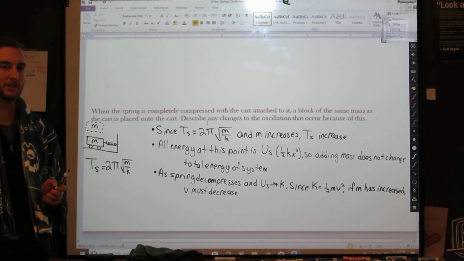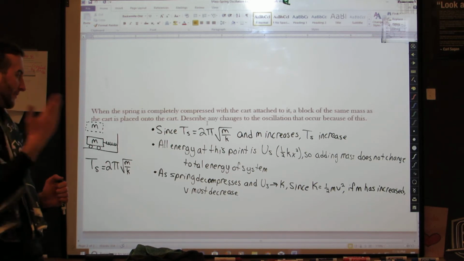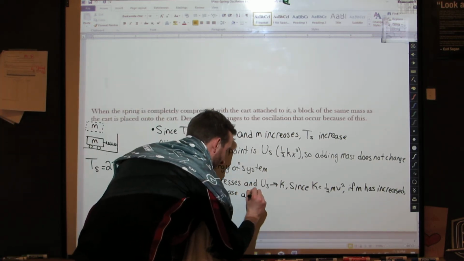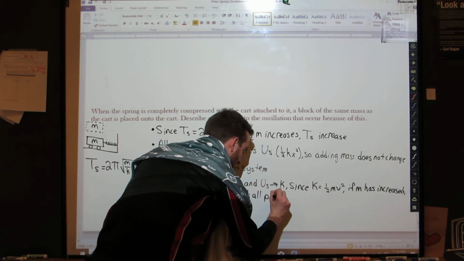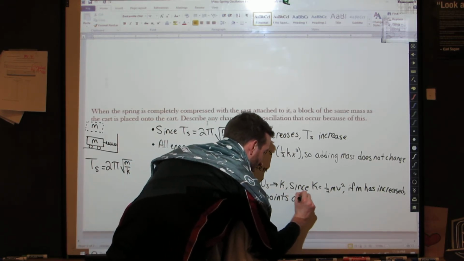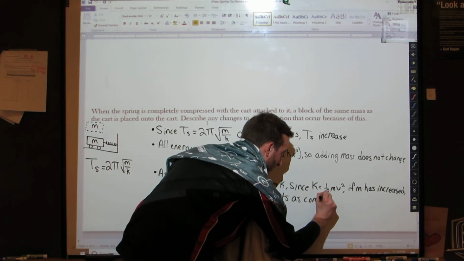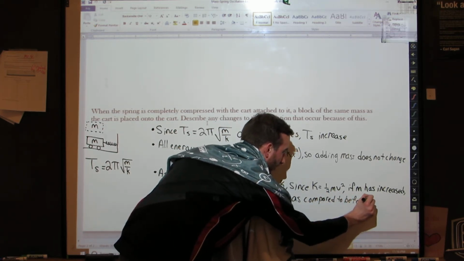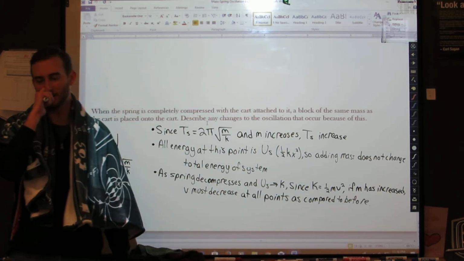The time increase, which suggests a slower motion, this bears it out. v must decrease at all points as compared to before. Okay, so it's not moving as fast, the period increases.